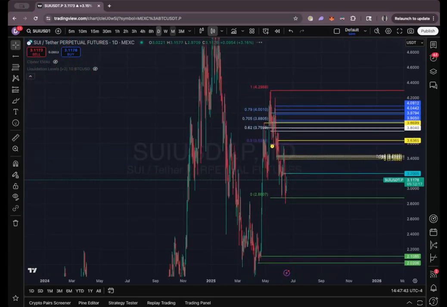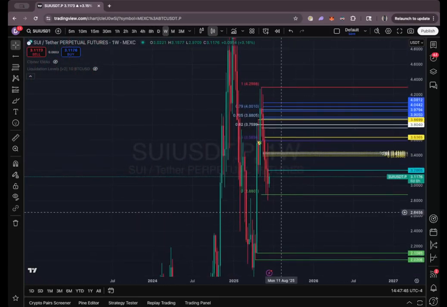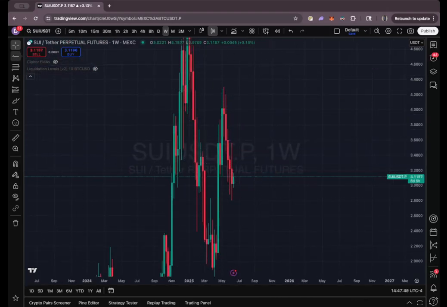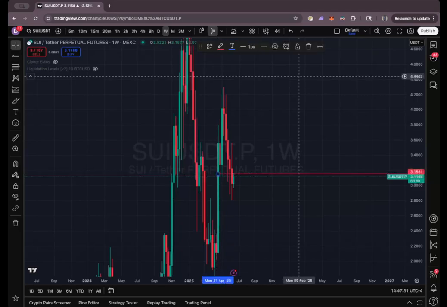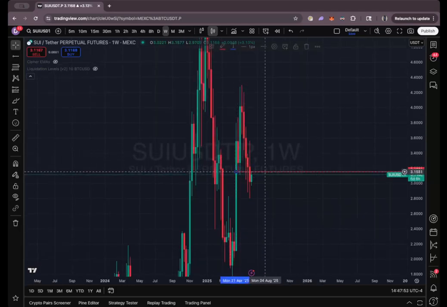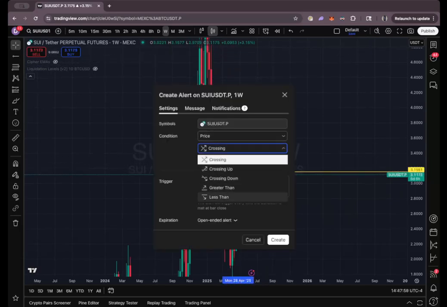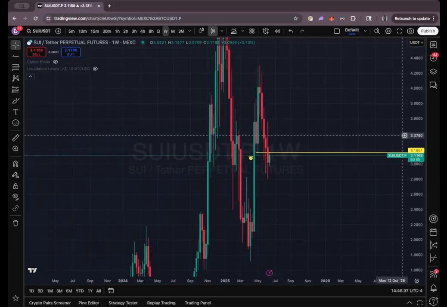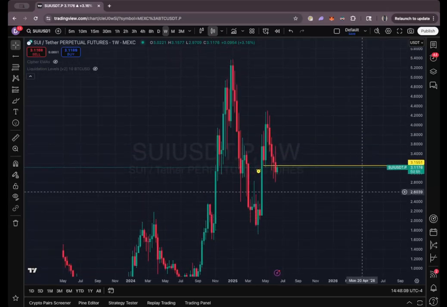Daily, weekly. Let's see what else we have. Weekly. Okay, so let me clean this chart up a little bit. Weekly close. There's our weekly close right there for confirmation. I'll make it orange or yellow. I'll do a weekly close greater than... Sui long confirm. This is the only chart you need, guys. I literally drew one line on this chart.